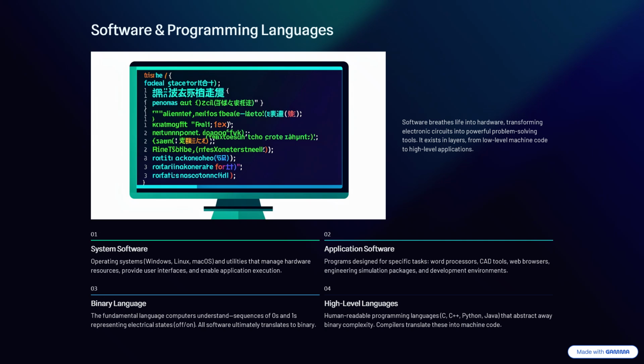After that, we'll talk about the binary language, which is the zeros and ones. The language of zeros and ones that represent electrical states on and off. This is the only thing a computer truly understands. This is basically the language of the computer which it understands easily. After that, the high-level languages: human-readable languages like Python, Java, C++ that use compilers to translate code back into machine-readable binary. So this is the software and programming languages overview.